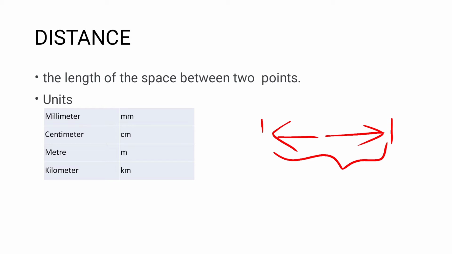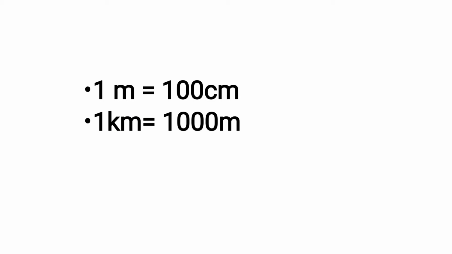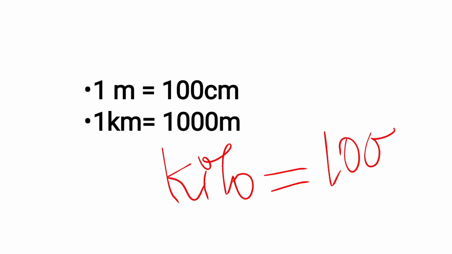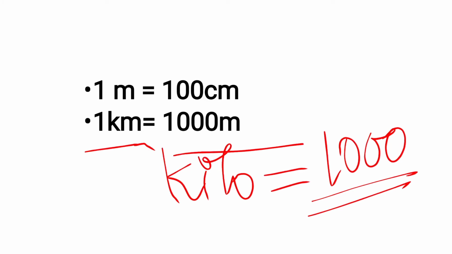So it is important to convert meter into kilometer. 1 meter is equal to 100 centimeter. Centi means 100, so 1 meter is equal to 100 centimeter. Then what is the meaning of kilo? Kilo means 1000. So 1 kilometer means 1000 meters. Okay, so we got what is 1 meter and what is 1 kilometer.